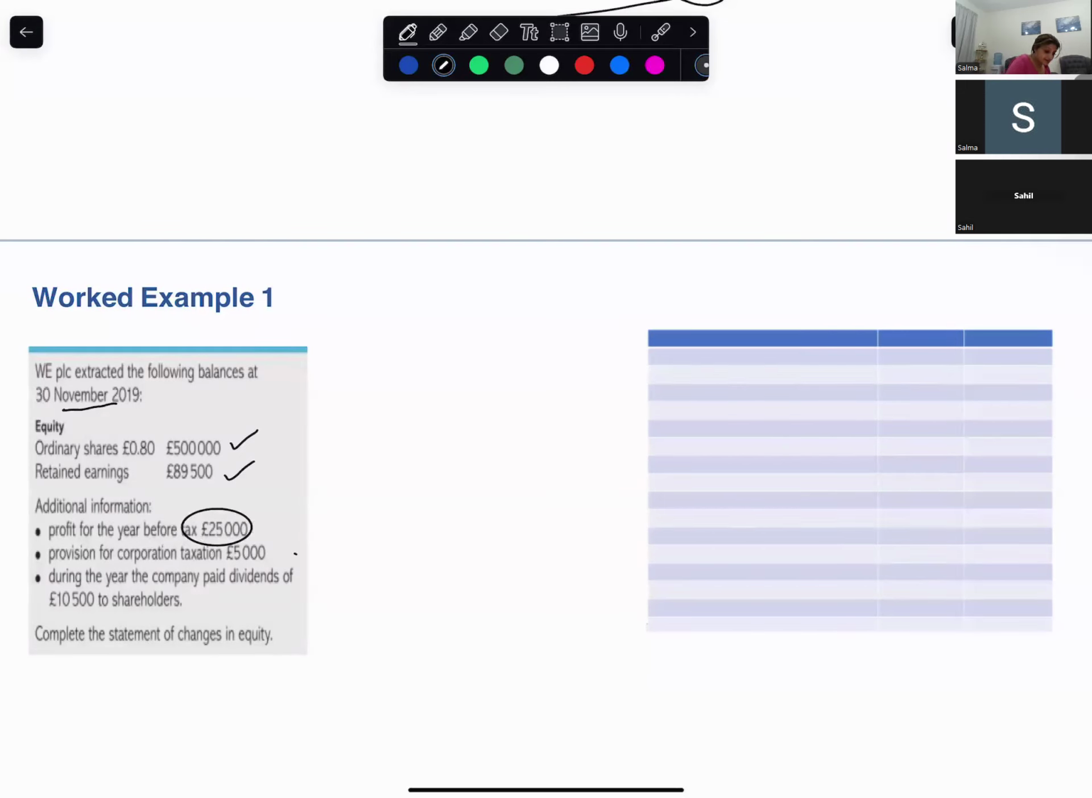Before tax or after tax? After tax, you need 20,000 because they have the provision. 5,000 tax. Your profit before tax is 25,000, so you are going to subtract your tax 5,000, and what is going to be added to the retained earnings? 20,000.